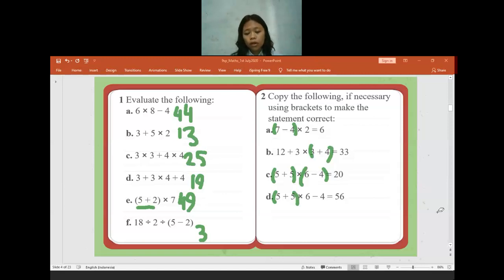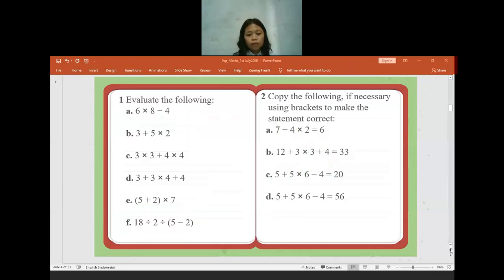No? Okay. If you have no difficulties, then I'll move to question 3. Yeah, this is already question 3. Now, anyone want to help me answer question 3?